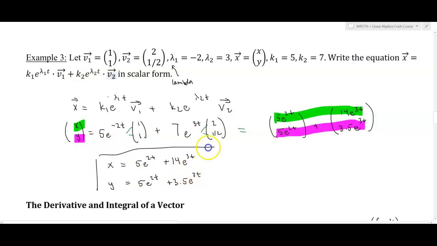And there's our scalar form of that vector matrix equation.